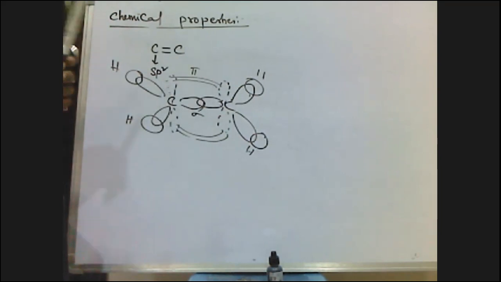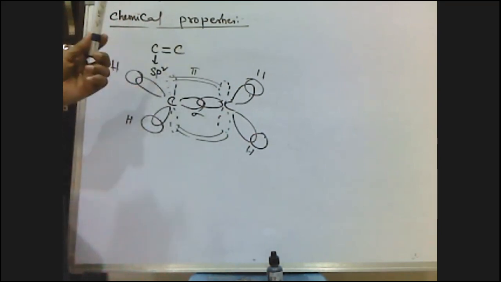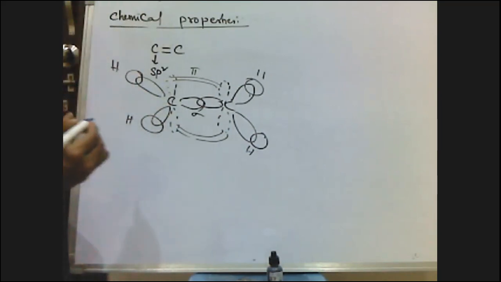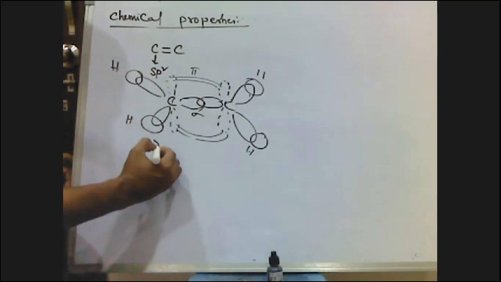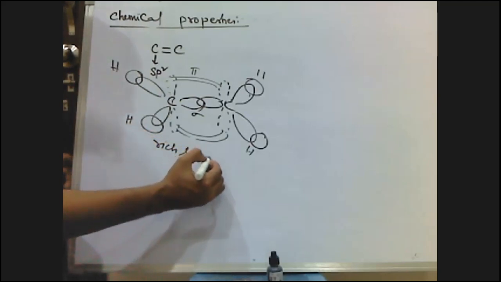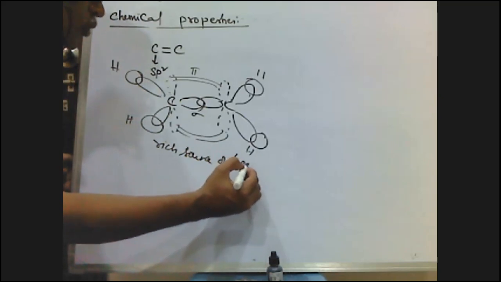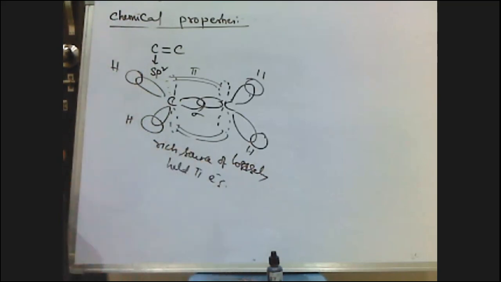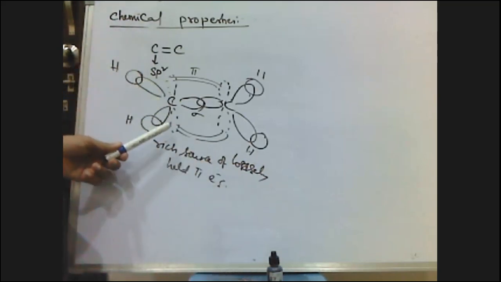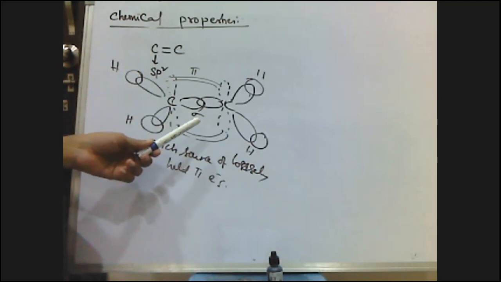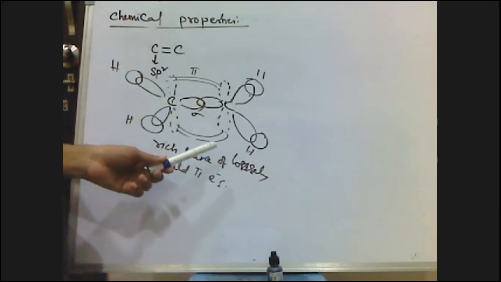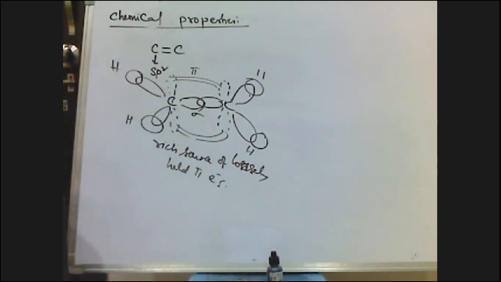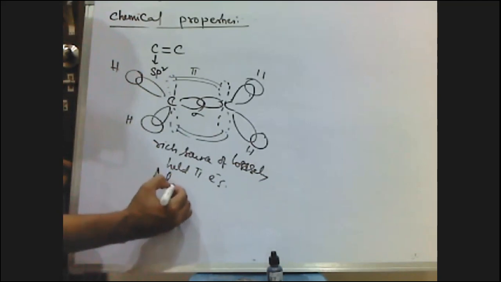Due to the presence of this pi bond, alkenes are a rich source of loosely held pi electrons. Due to this, they participate in addition reactions.